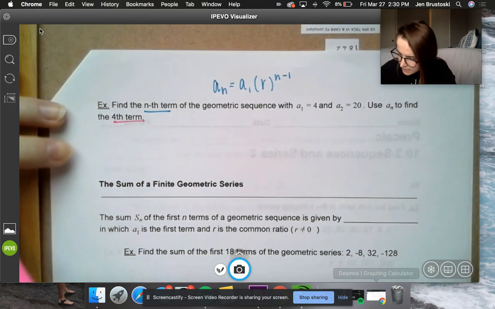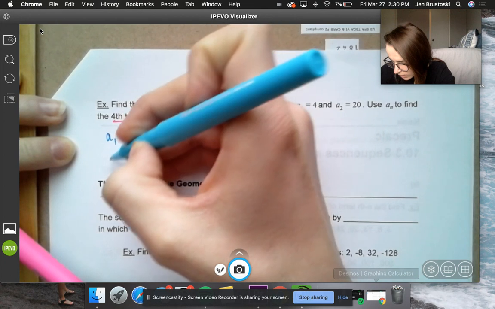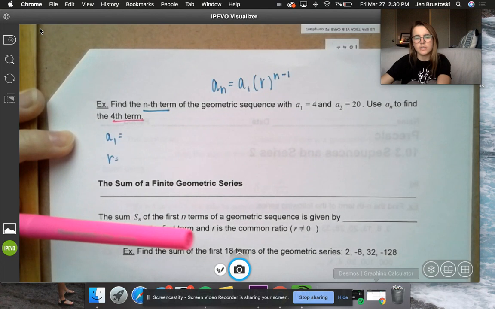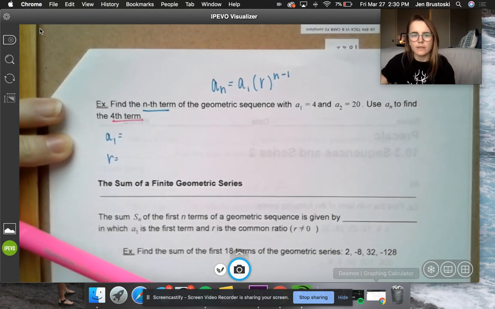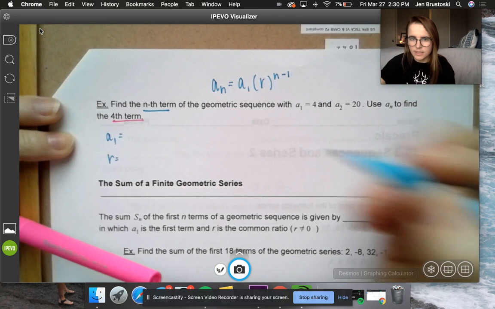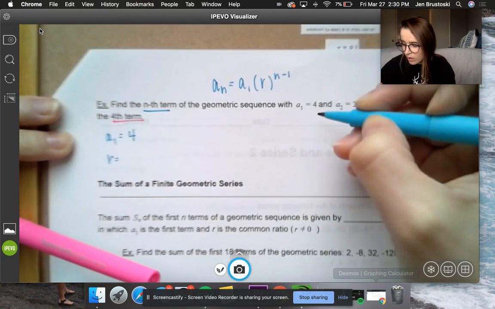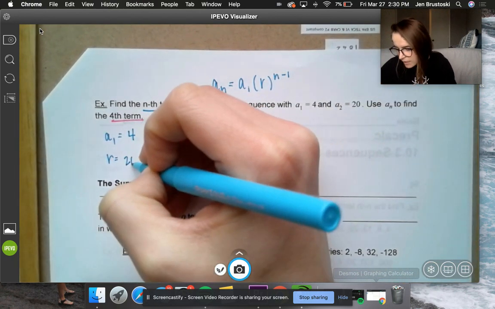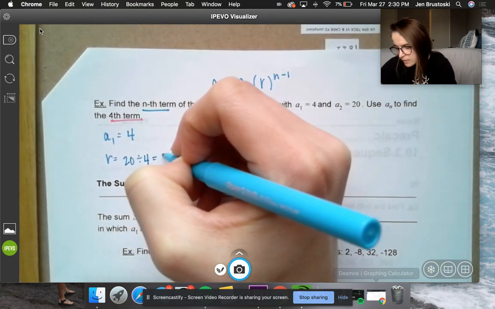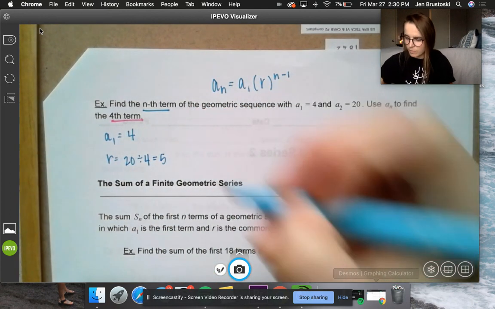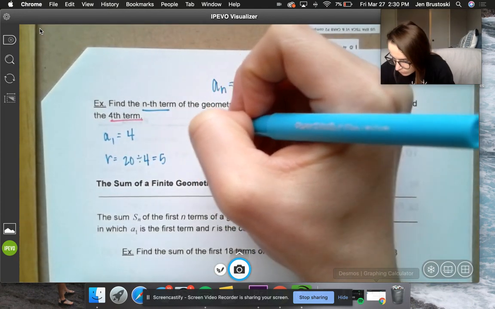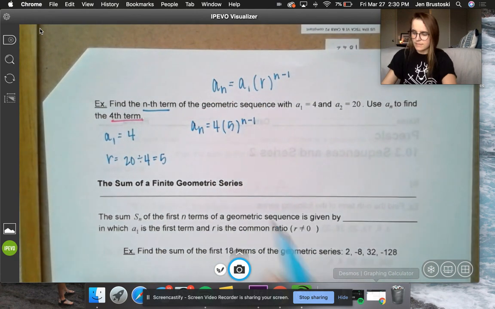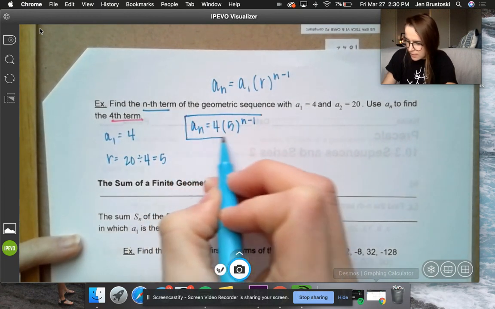To find a sub n, I need a sub 1 and r. Again, it tells us it's a geometric sequence, so we don't have to guess on that. A sub 1 is given to us. It's 4. R, we have to do our second term divided by our first term. So 20 divided by 4, which is 5. So we plug in. So we have a sub n equals 4 times 5 to the n minus 1. Part 1 is done.